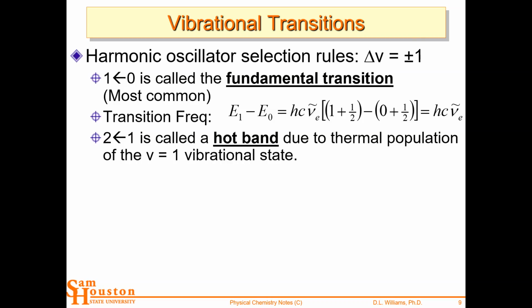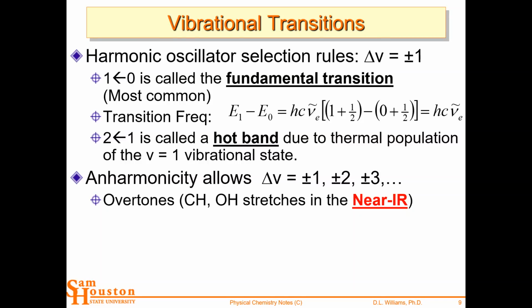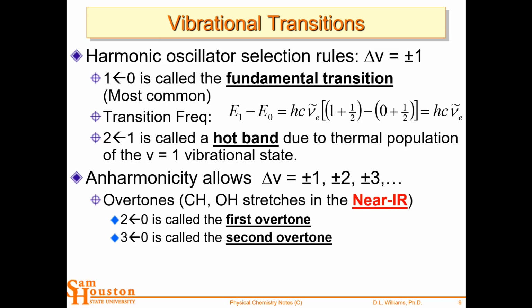Now, 1 to 2 is a hot band because it's excited into 1. 2 to 3 would be a hot band. 3 to 4 would be a hot band. Anharmonicity allows the plus or minus 2s and plus or minus 4s. So you do have overtones. A lot of times these overtones show up in the near infrared. So they're not in the infrared spectrum, they're in the near infrared, closer to the visible. The 0 to 2 is the first overtone, and 0 to 3 is the second overtone.